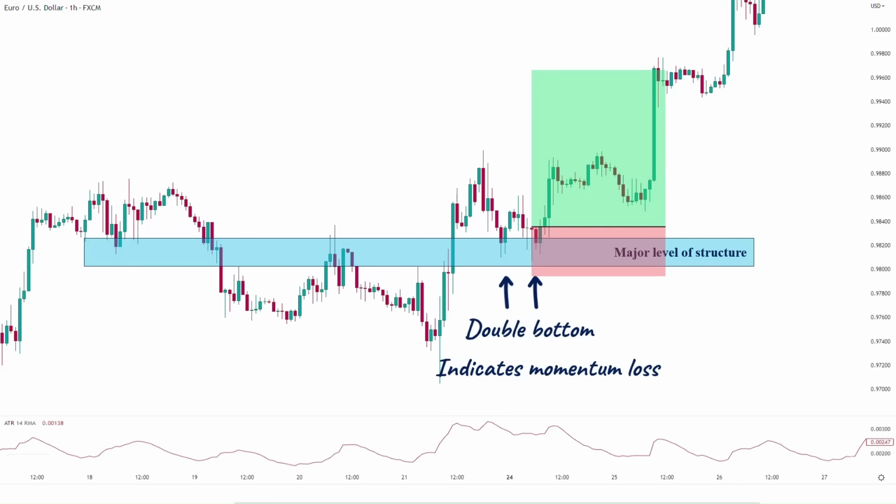Keep in mind that these trading setups are not limited to any time frame or pair, but please do your own backtesting and see which pairs are most suitable for these strategies.